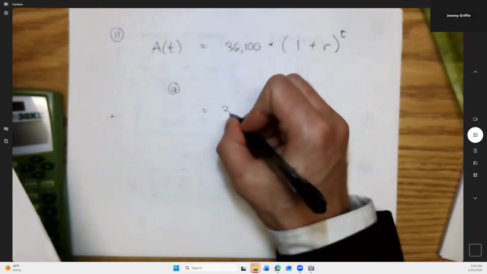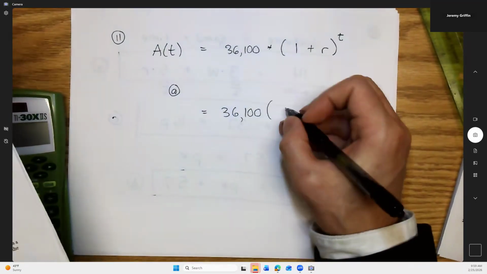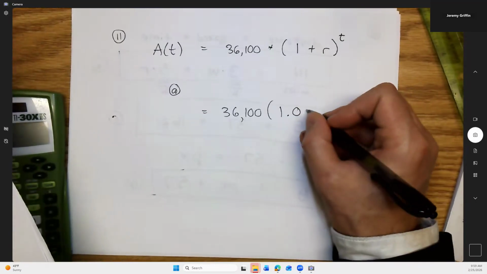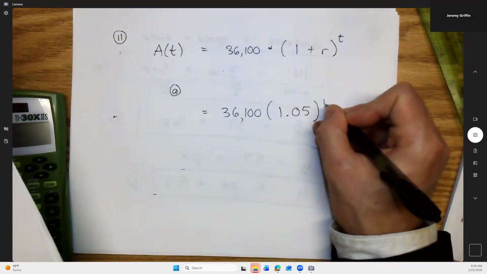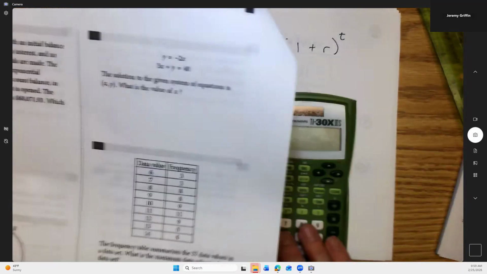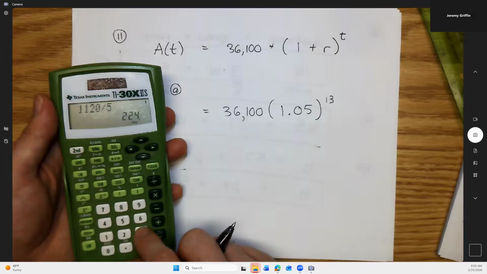Okay, so working back from the answer. If you start off with $36,100, and the interest rate is 5%, so 5% plus 1 is 1.05. Let's put in 13 years. This should confirm the $68,000. Let's see if this adds up to $68,000.